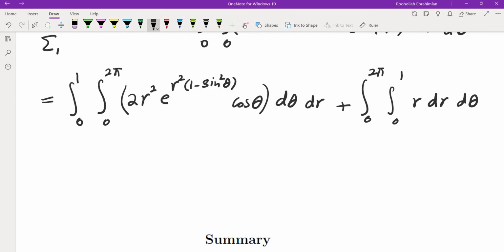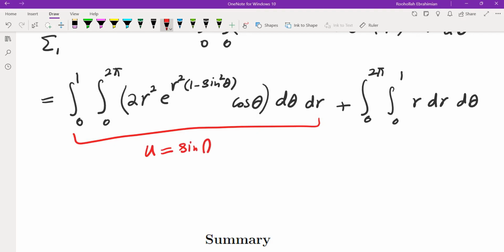Now we can do this one by u substitution. This one can be done by u equals sine of theta. If you substitute u equals sine of theta, its derivative is right here, and this integral becomes 0. And this one is an easy integral to evaluate.